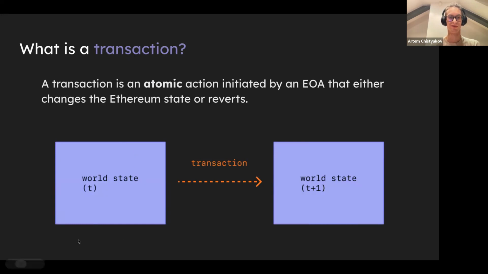It means that, from the previous lecture, we remember that Ethereum is usually called a world computer. So there is a world state, let's call it T. The user sends a transaction, it executes, and the state changes to T+1. Only externally owned accounts can send transactions, so smart contracts that are deployed on chain can only react to those transactions.